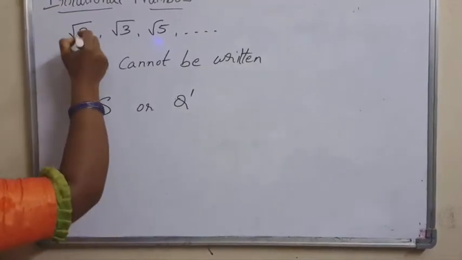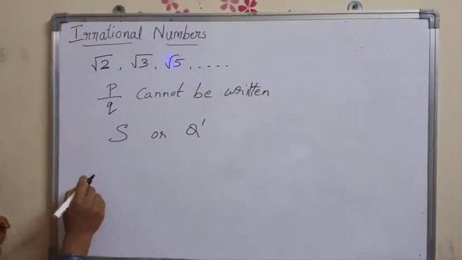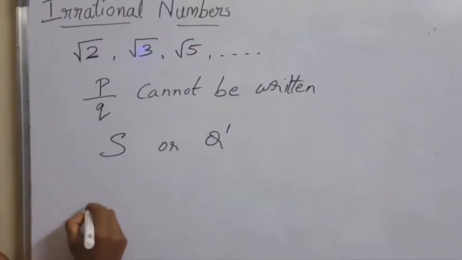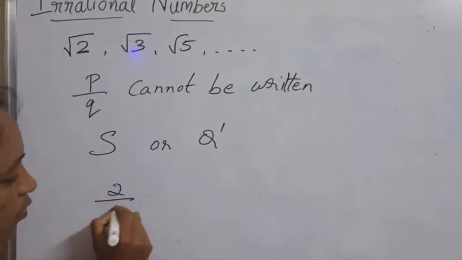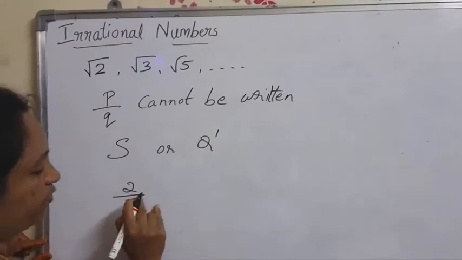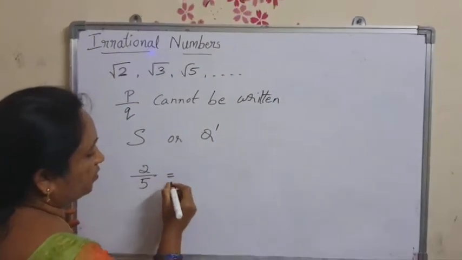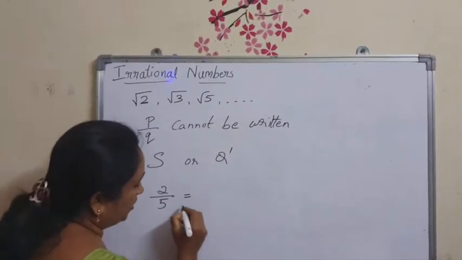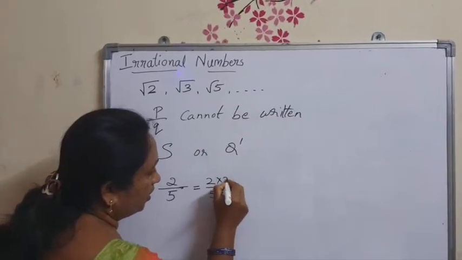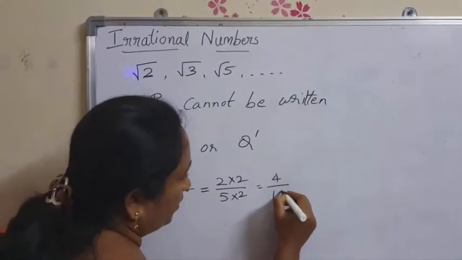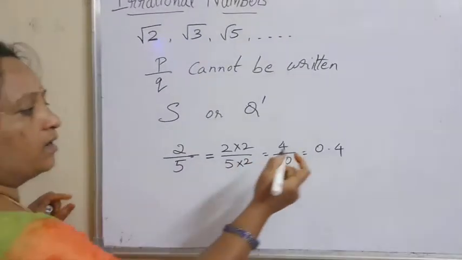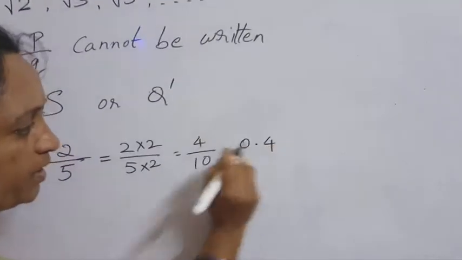Now here, what is the difference between rationals and irrationals? The numbers which can be expressed in p by q form are rational. Let me take one example, 2 by 5. 2 by 5 is in p by q form. Now its decimal form: 2 by 5, multiply by 2 on top and bottom, gives 4 by 10, which is equal to 0.4. Here the decimal is stopping, the division is stopping.